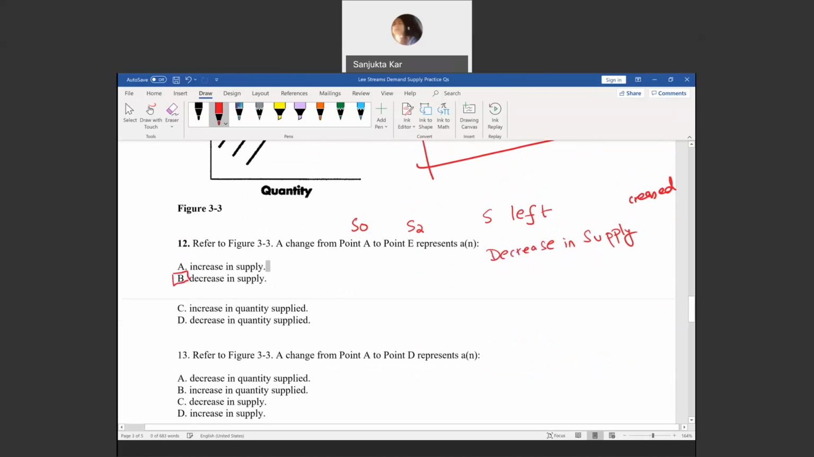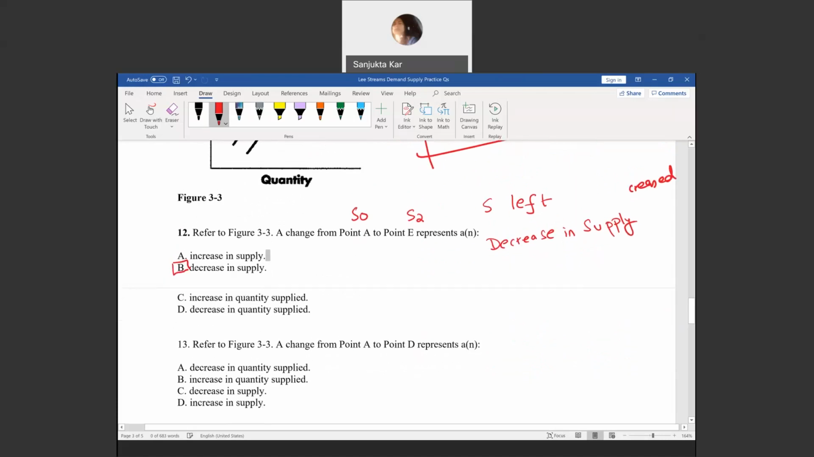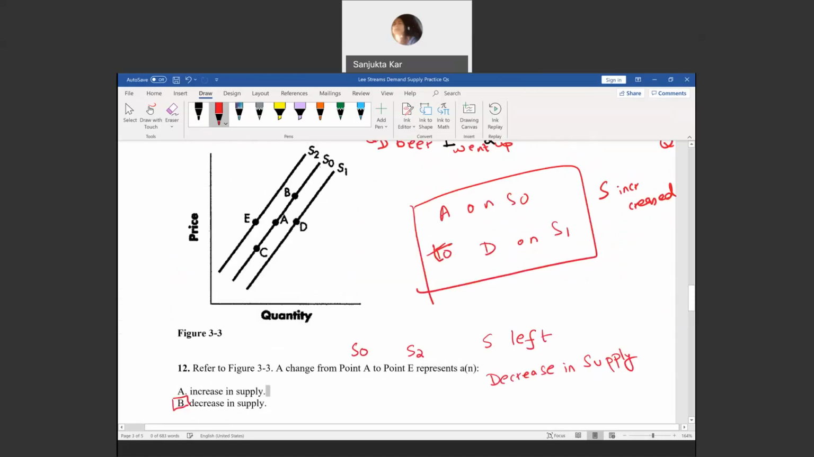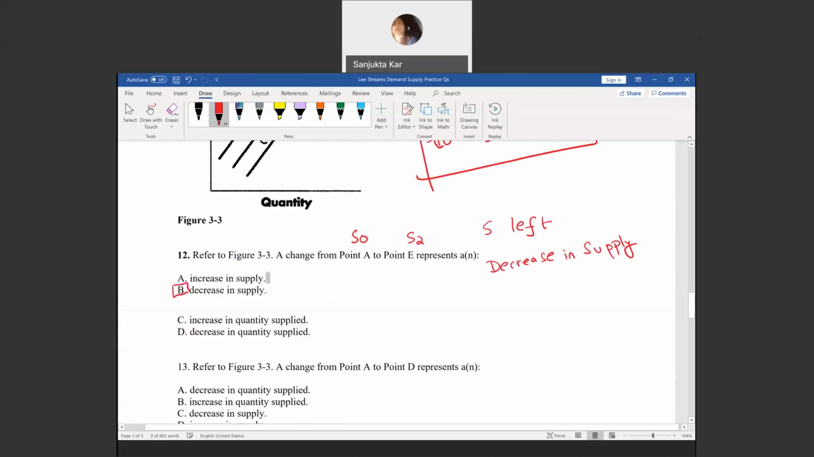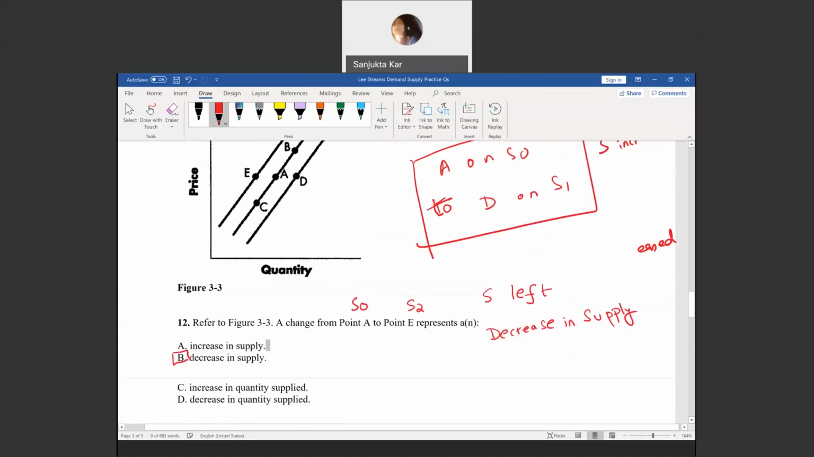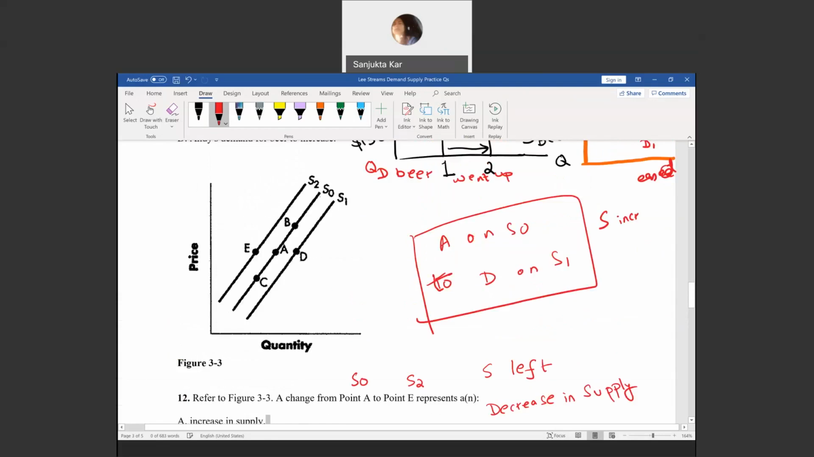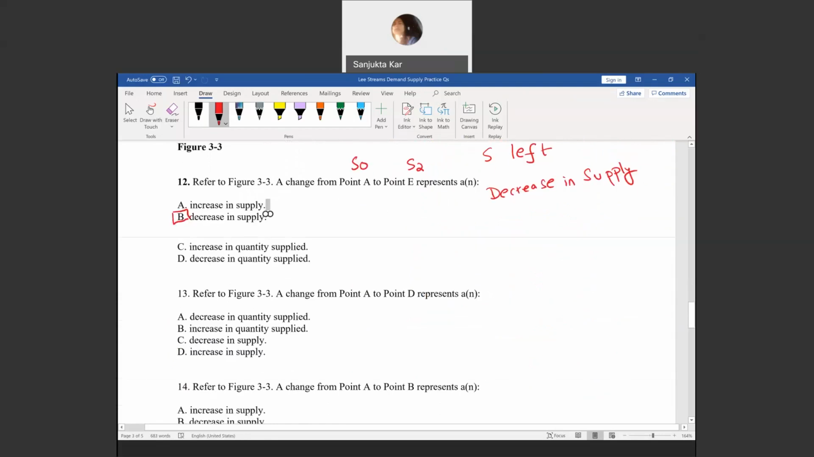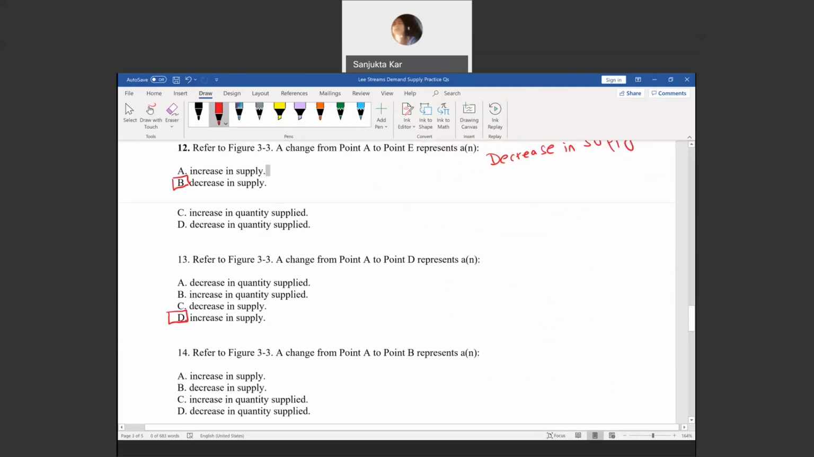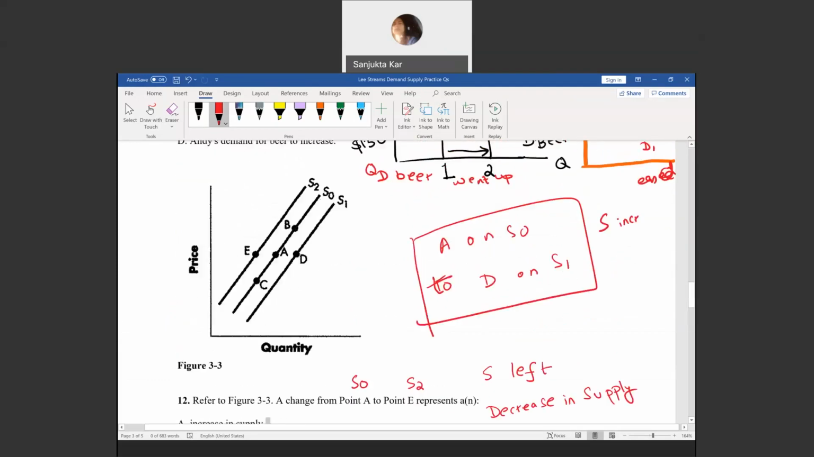Now, question 13 is asking me what a change from point A to point D represents. Yes, point A to point D. I just went over this. There is an increase in supply. Now we have a change from point A to point B. Okay. So point A to point B, we are on supply curve S0.